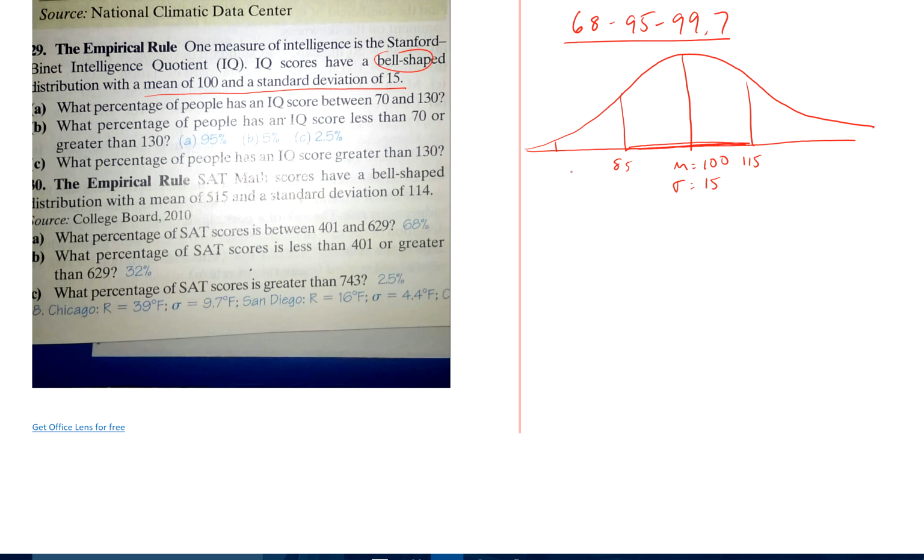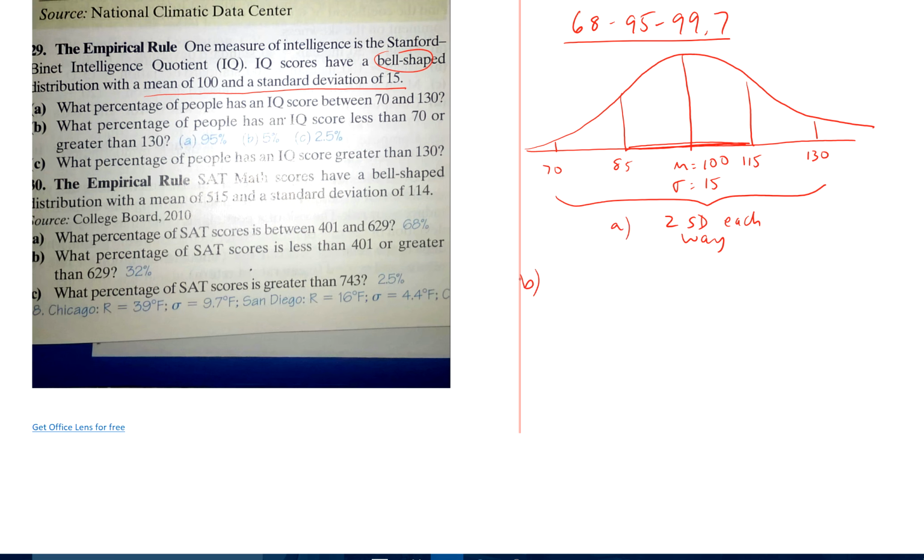If I go down 15 more to 70 and up to 130, that's 2 standard deviations above and below each way. So that says 95% of the data is between those two values. So that would be part A. Okay.